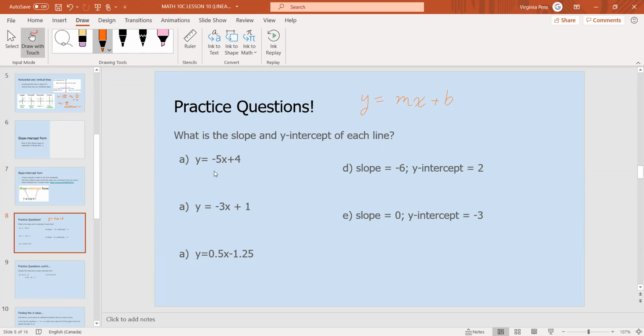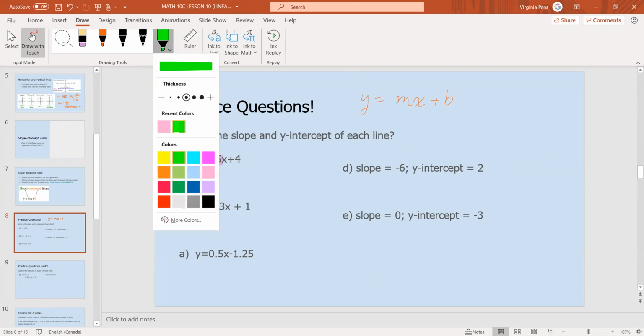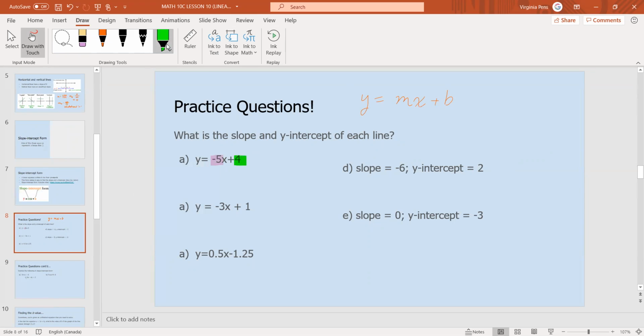So we don't even need to do anything here. We literally just need to look at the values beside x and the constant. That's literally all we have to do. Once we find them, we can just bring it out. The m value is equal to -5, and the y-intercept is equal to +4.